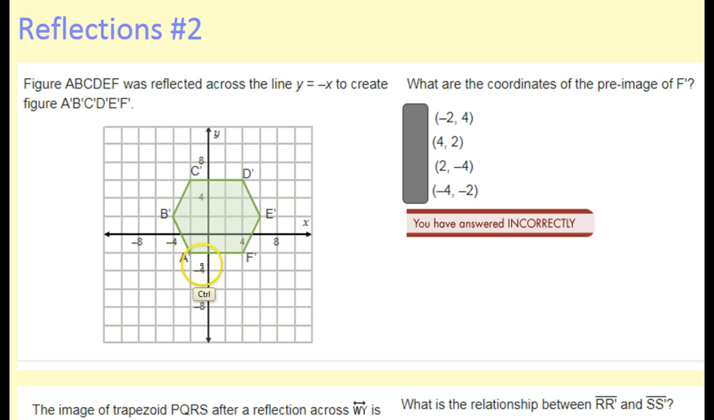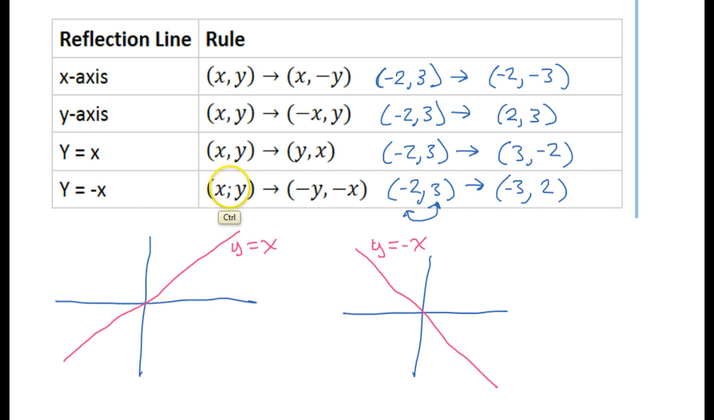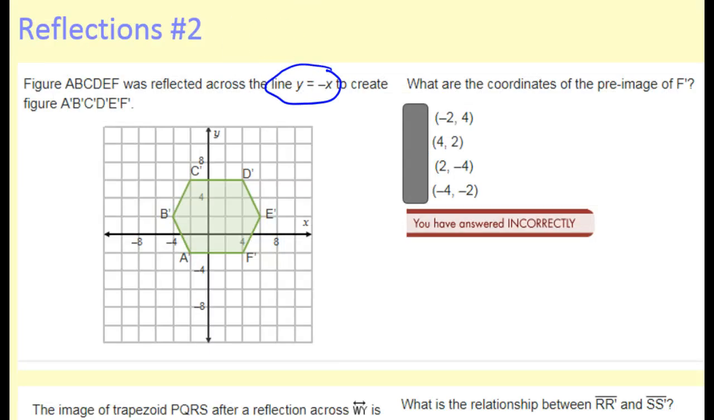Alright, let's look at the first problem. They are talking about a reflection over the line y equals -x. So first of all, remember which rule we're using. This one down here. xy becomes -y, -x. Alright, that means we changed the signs and we switched them around.